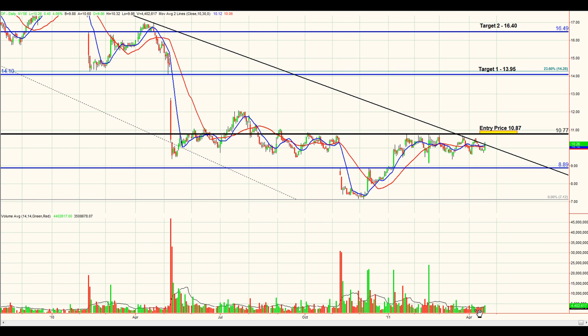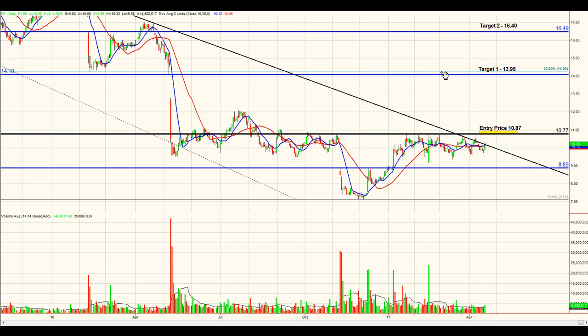Right now we've been at or above the volume average, and it looks like it's been rising here over the last month, which is a positive sign for the stock price. And number three, here is the breakout level. So we want to see it get over 10.77, with volume if possible. So we've identified an entry price here at 10.87.